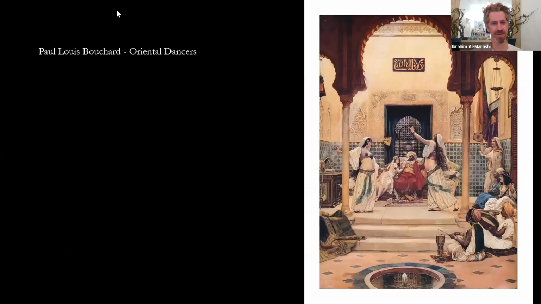Other painters, again, the fascination with the belly dance, Oriental dancers. So there we have the Oriental despot, lounging. Paul-Louis Bouchard probably would not have gotten access to a harem like this. He doesn't need to. This is a work of his imagination. He probably went to Spain because the background he provides is the Alhambra Palace, which at that time was open for mass tourism. He probably went to the Alhambra, painted that, and just added the harem in there for its market value.